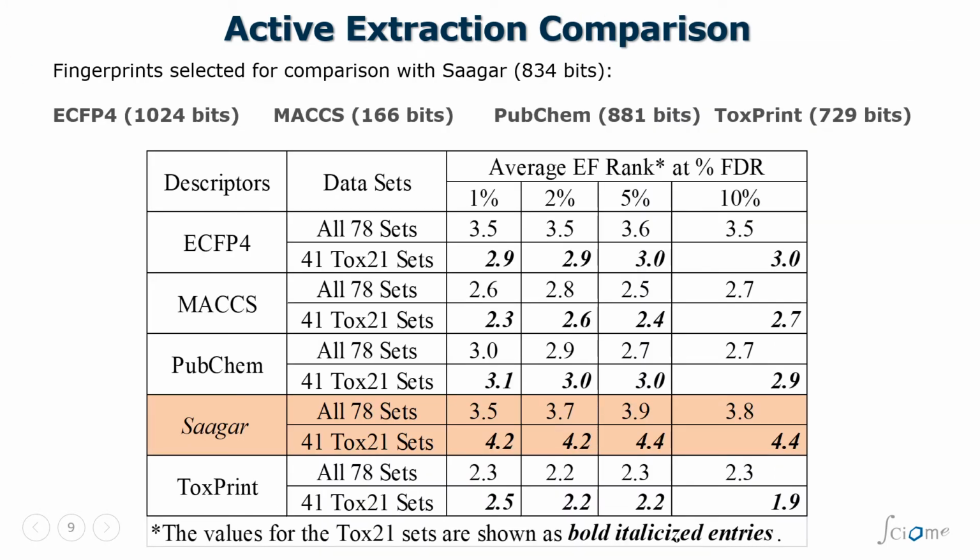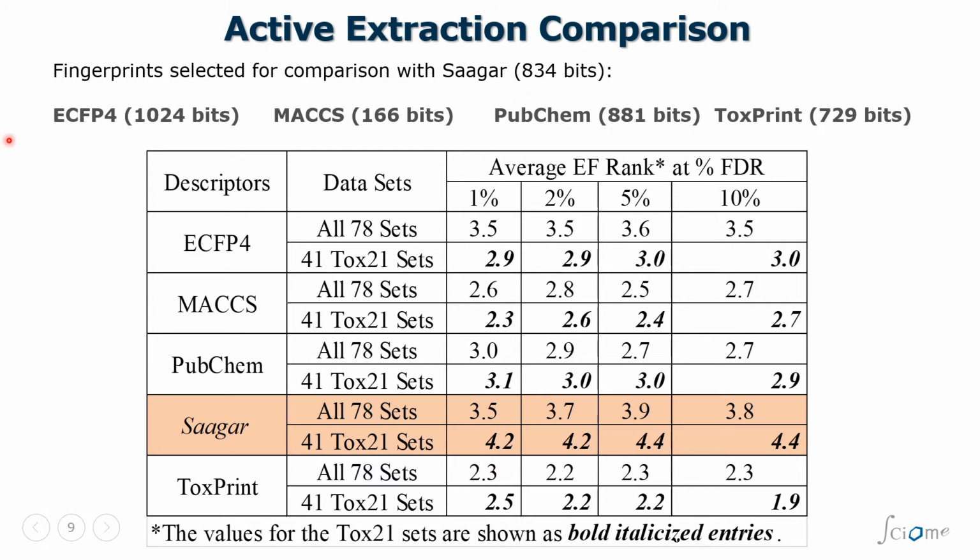After selecting three benchmark sets covering some 140,000 compounds and 78 screens, we selected four commonly used fingerprints for comparison with Saagar, and they are the extended connectivity fingerprint of radius 4, MDL's MACCS keys, PubChem fingerprints, and ToxPrint fingerprints, to compare with Saagar having 834 features.